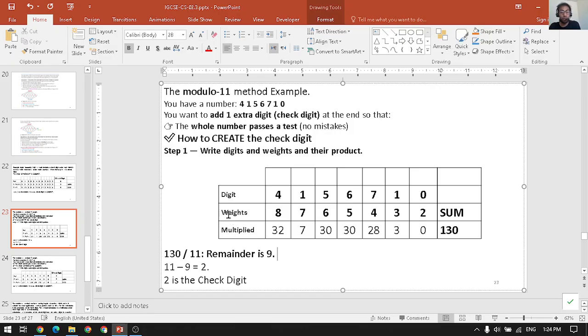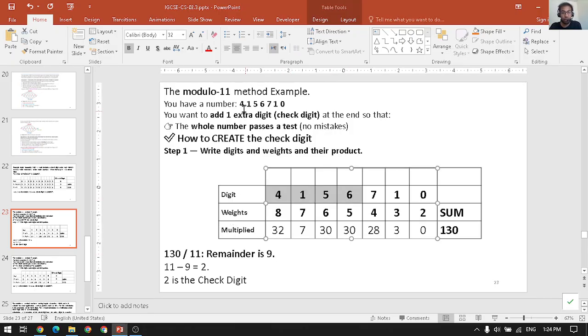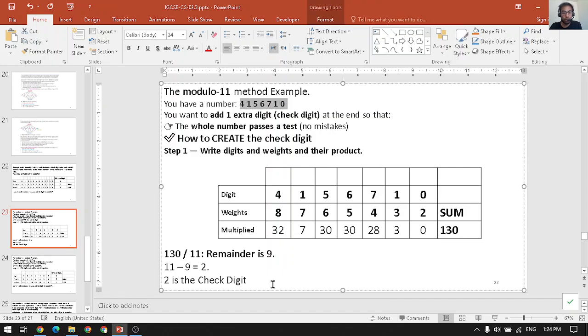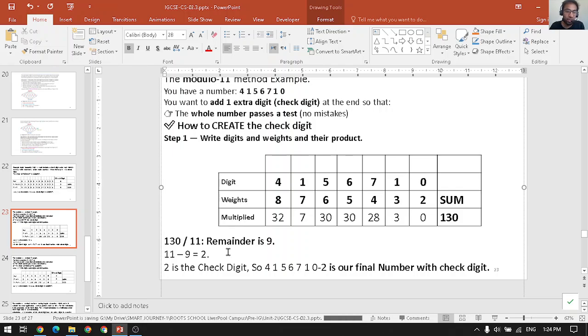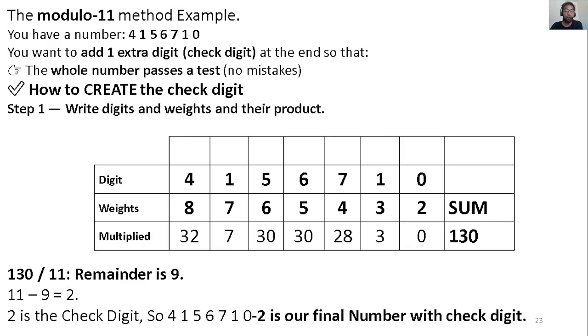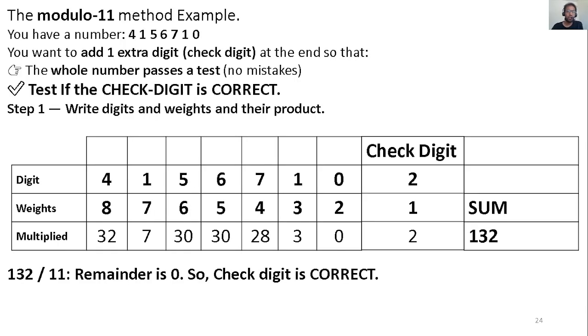So what will the final number be? Let me write it correctly. This is our final number with the check digit. So that is how it's going to work. I think everyone has got it. This one is also easier.